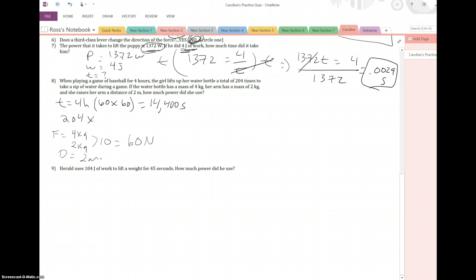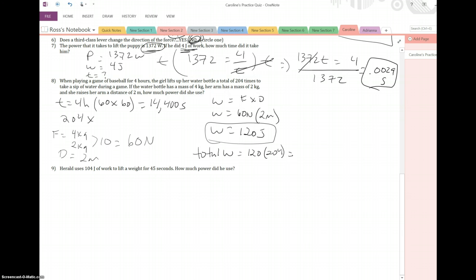So if we have work equals force times distance, work will equal 60 newtons times 2 meters. So the work will equal 120 joules. Okay, so this is step 1. Now, then we know that we need to find total work, meaning 120 times 204, because she did it 204 times. That gives us a total work of 24,480 joules. She did a lot of work.